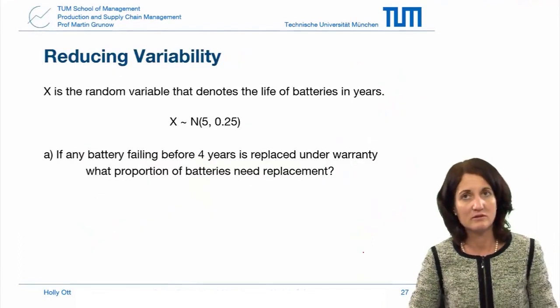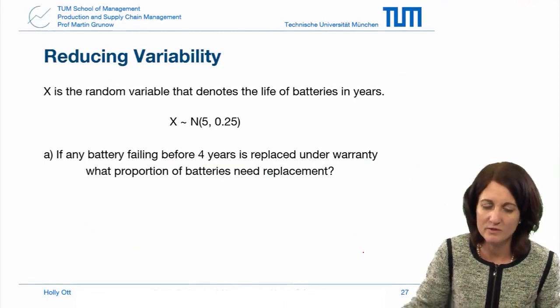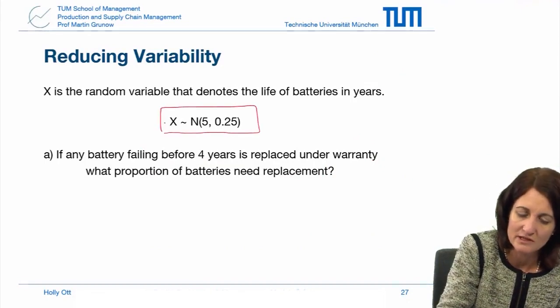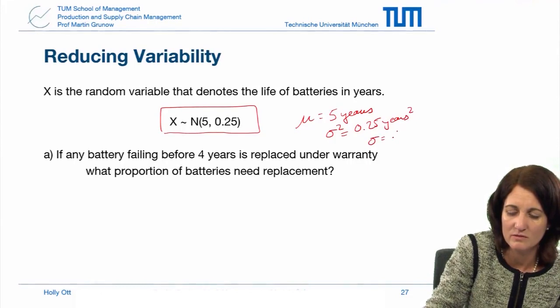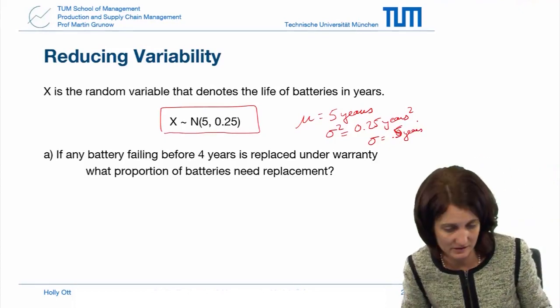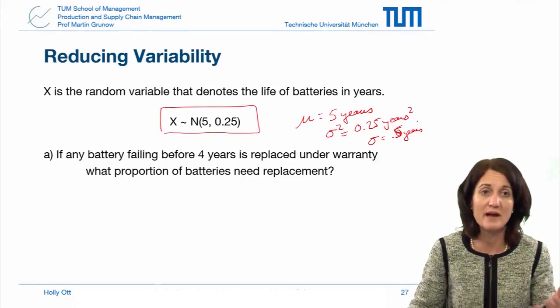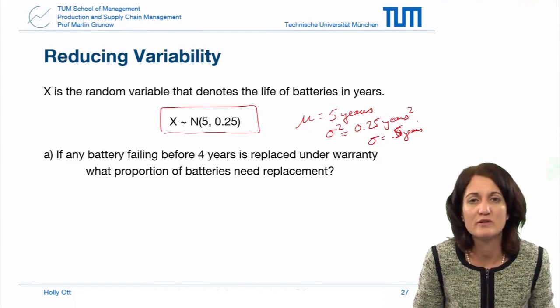So here's another example to illustrate that. If we have a random variable x that denotes the life of a battery in years, and we know that our battery life is normally distributed with a mean of 5 years and a variance sigma squared of 0.25 years squared, or a standard deviation of 0.5 years. If any battery failing before 4 years is replaced under warranty, so if you're the battery manufacturer, you certainly are interested, what proportion of the batteries need replacements?